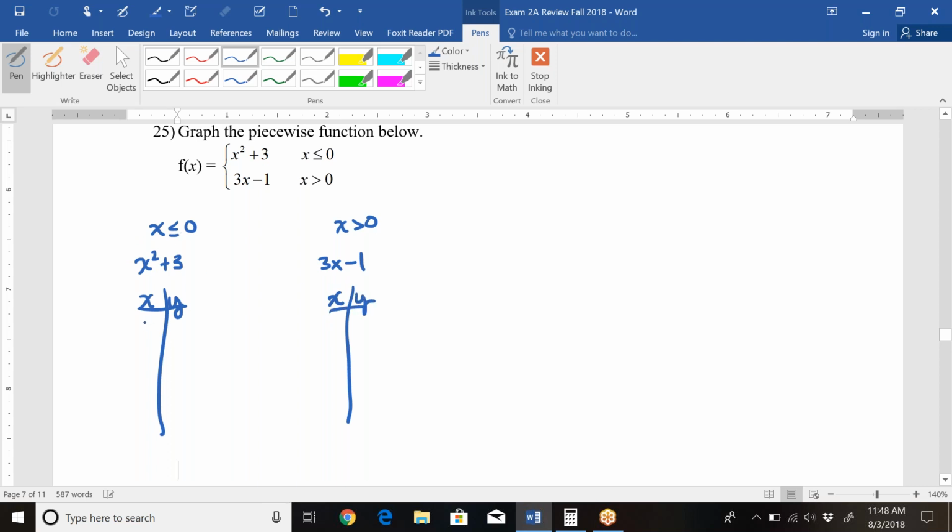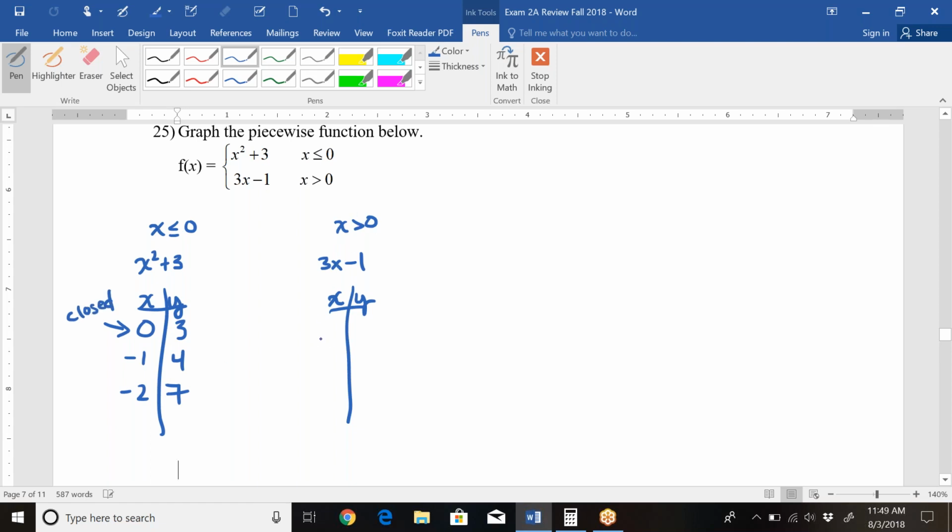This says x's need to be less than or equal to 0. So 0, -1, -2. You plug those in. So 0 squared plus 3 is 3. -1 squared is 1 plus 3 is 4. -2 squared is 4 plus 3 is 7. And then you do want to note whether or not this endpoint is open or closed, and that is a closed circle because it has the equal to.